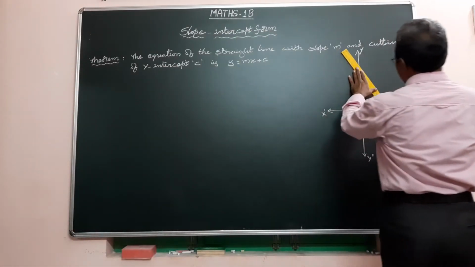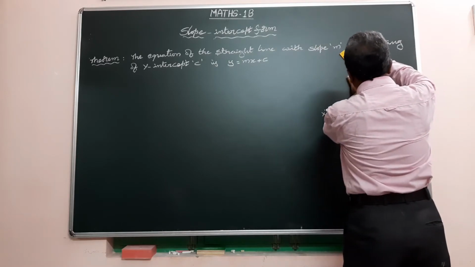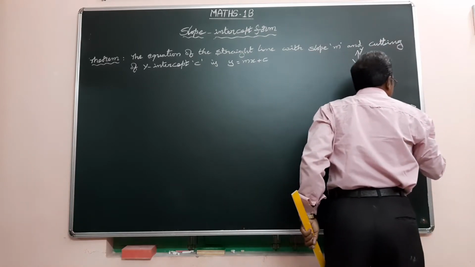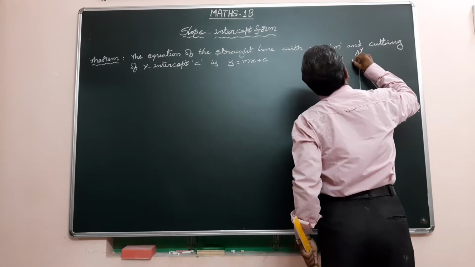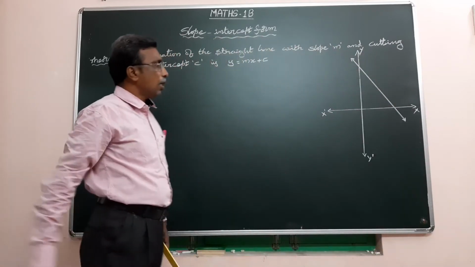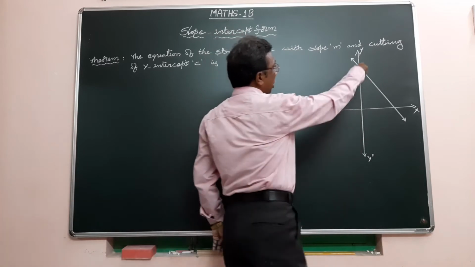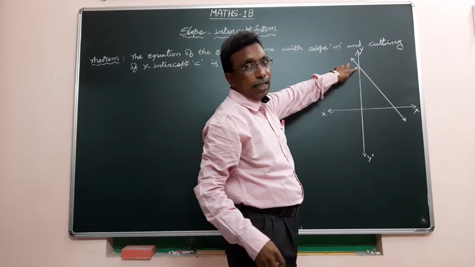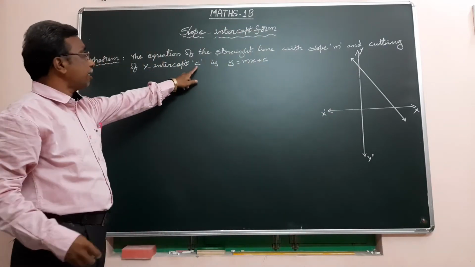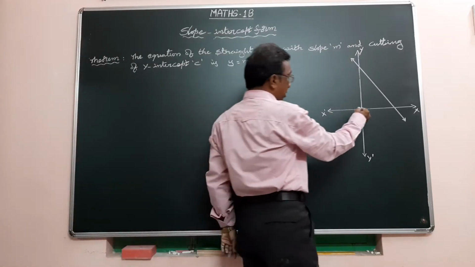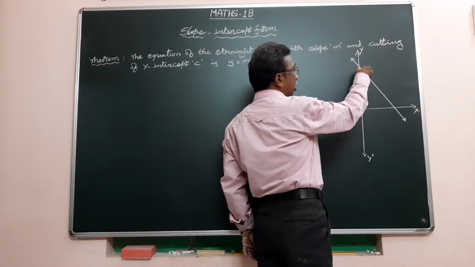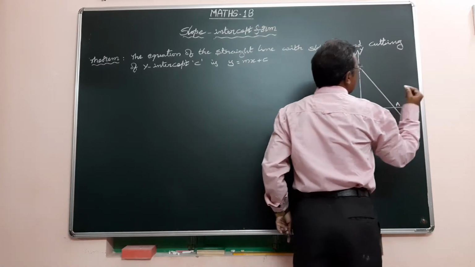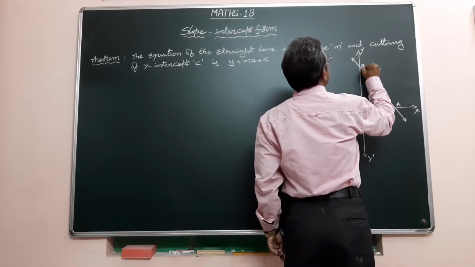Now draw a line. So this is the line. This line cuts the y-axis at this point. The y-intercept is c, which means the distance from the origin to this point is c units. So this line cuts the x-axis at A and the y-axis at B.